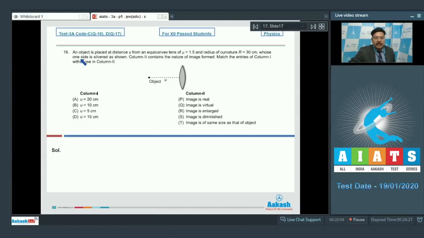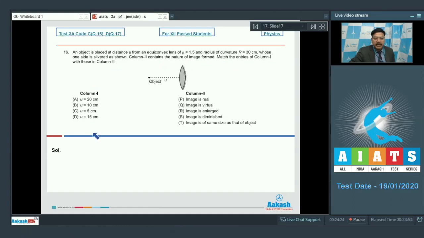Question 16 says an object is placed at distance u from an equiconvex lens of mu equal to 1.5 and radius of curvature R equal to 30 centimeter, whose one side is silvered as shown. So this is the equiconvex lens and one side has been silvered. Column 2 contains the nature of image formed.